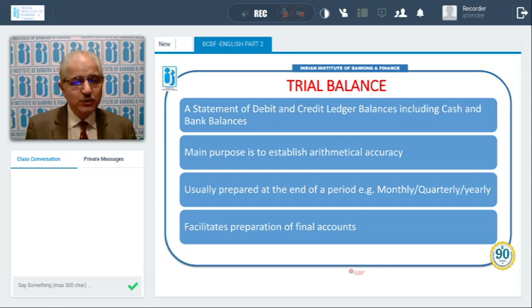As I told you, it's normally prepared at the end of a period, which can be every month, the last day of the month, the last day of the quarter, or it could be yearly, half yearly, depends. You can do it on a daily basis also if you want, but that's normally not done. And then this trial balance helps us to prepare our final accounts: your profit and loss account, your balance sheet.